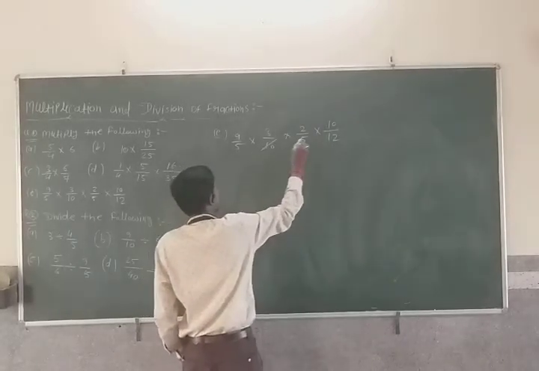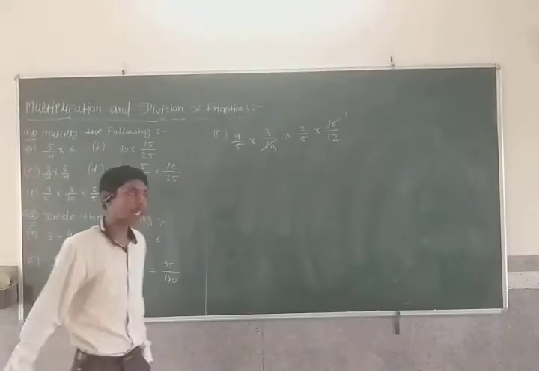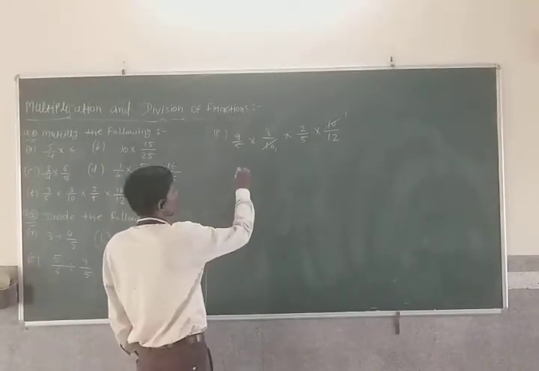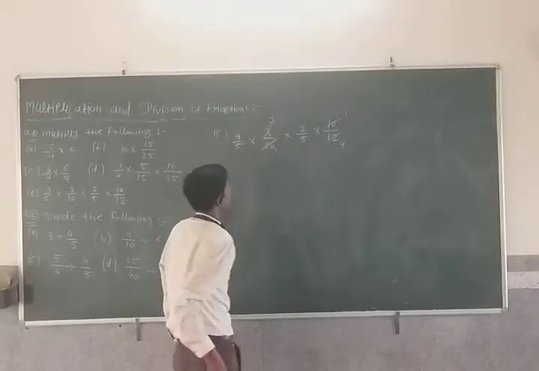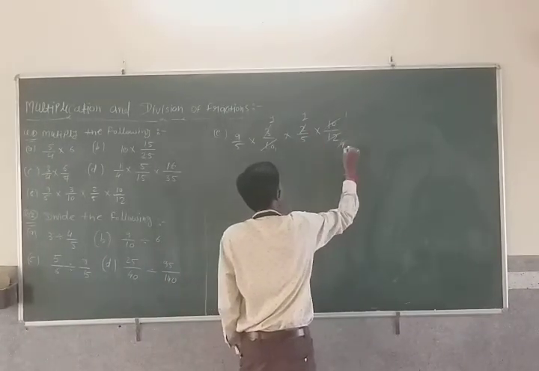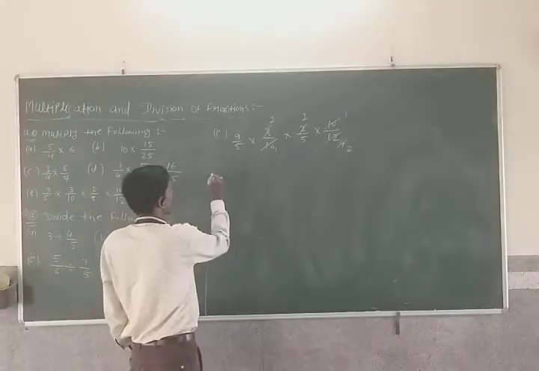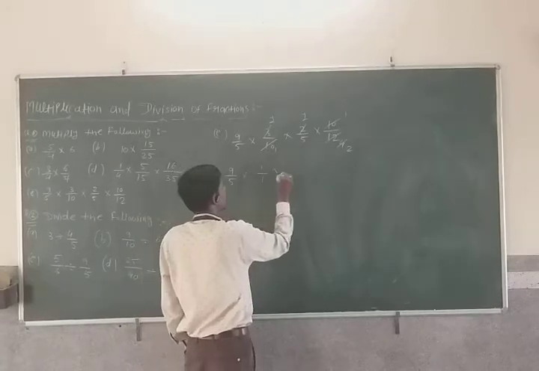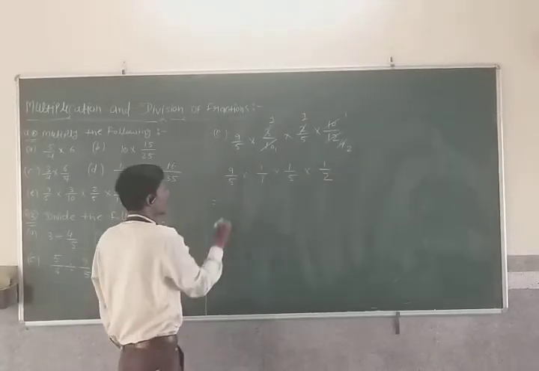So directly 10 to 10 can be cancelled out. 10 1s are 10, 10 1s are 10. They both are cancelled out. Okay. Anything more that I can simplify? Yes. This 3 1s are 3 and 3 4s are 12. They also can be simplified. This 2 1s are 2, 2 2s are 4. Okay. So now what I have is 9 upon 5 multiply 1 upon 1 upon 5 and 1 upon 2.